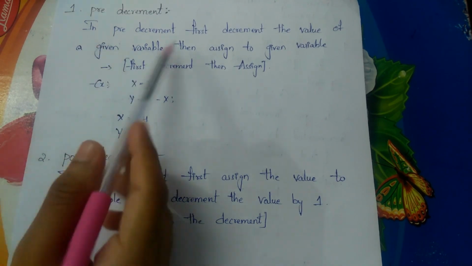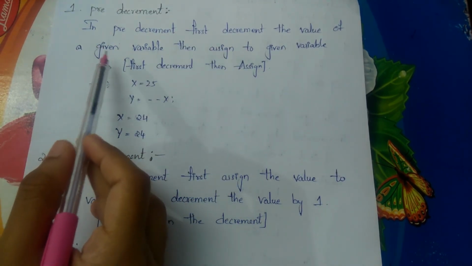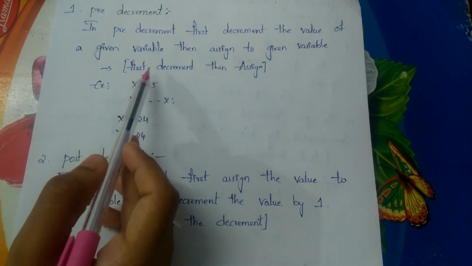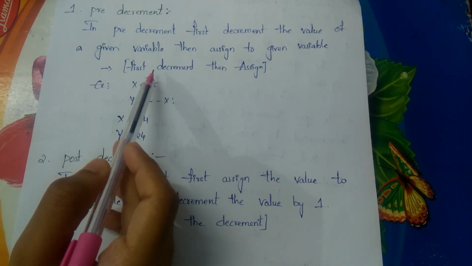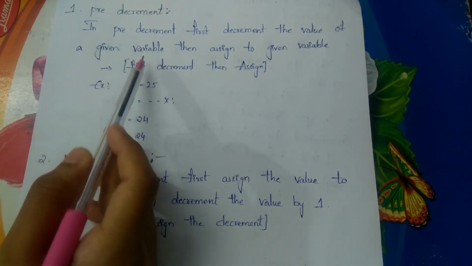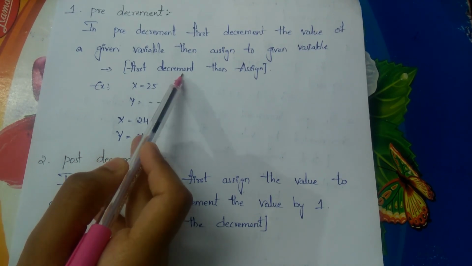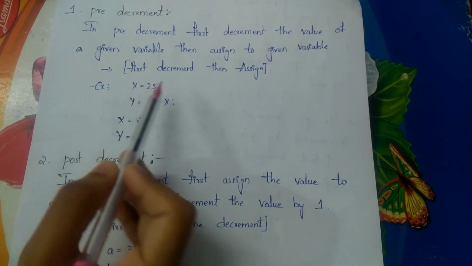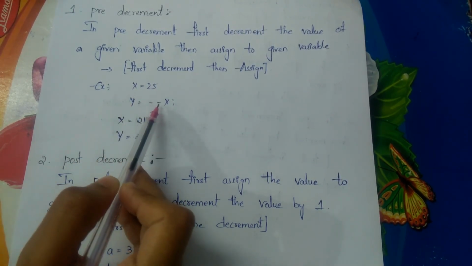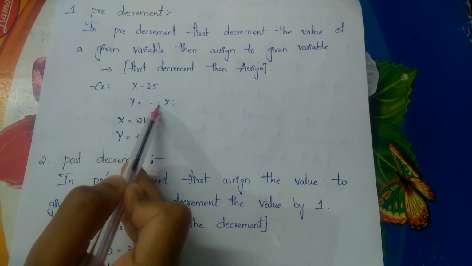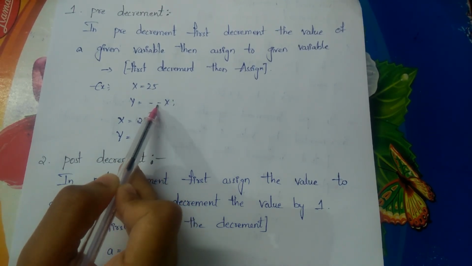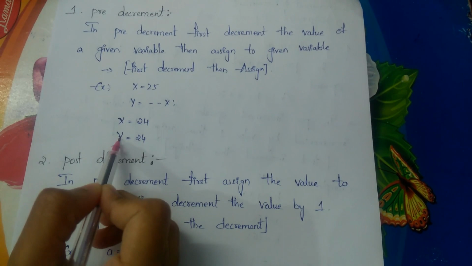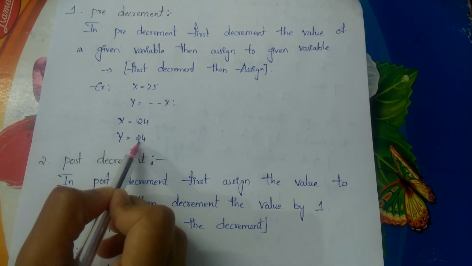In pre-decrement, first decrement the value of the given variable, then assign it. So same as the increment, in pre-increment we first increment, then we assign. The same in the pre-decrement, first we will decrement the value, then after we will assign it to the variable. So here the example, x is equals to 25 and y is equals to minus minus x. So this operator is placed before the operand in pre-decrement. So x is equals to 24. So first we are decrementing, then after we are assigning to the variable y. So y is equals to 24.